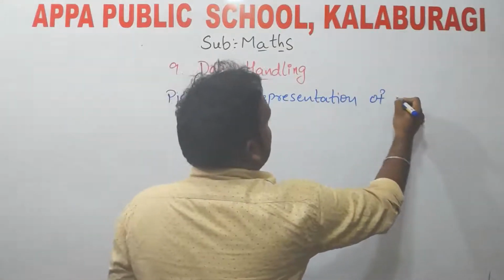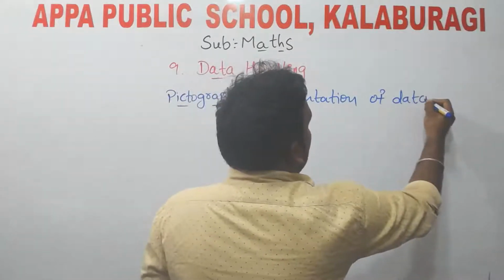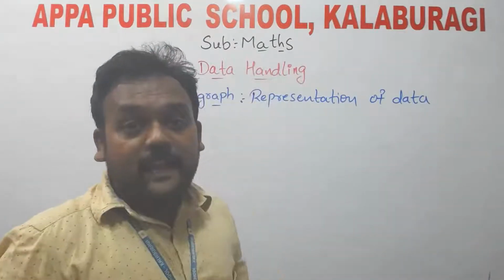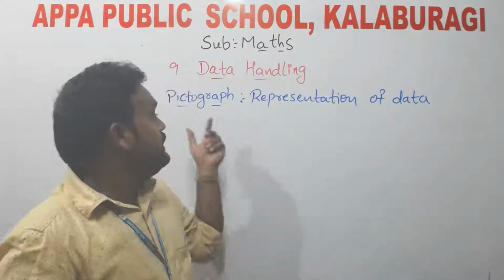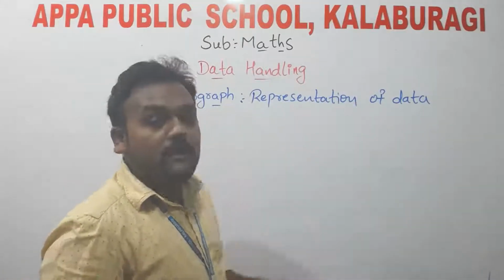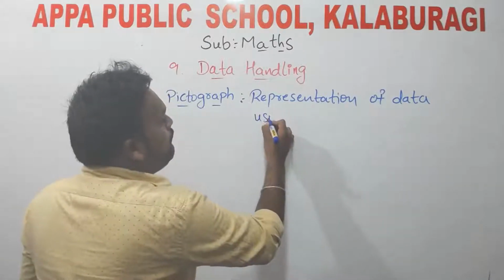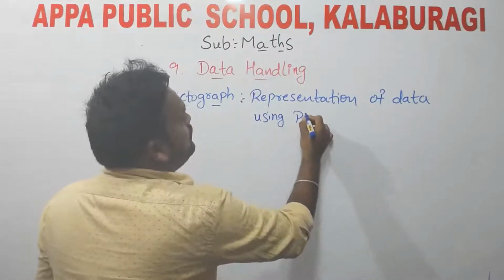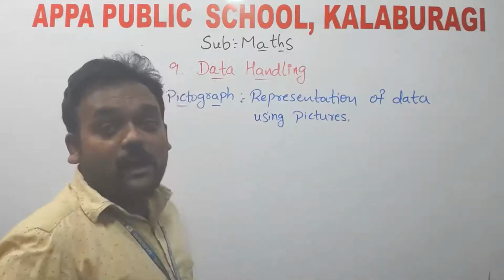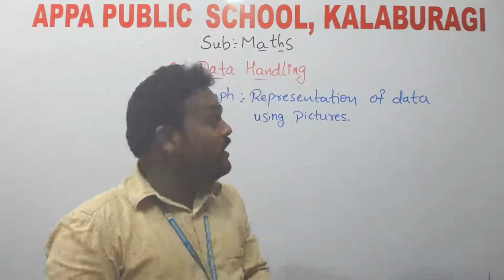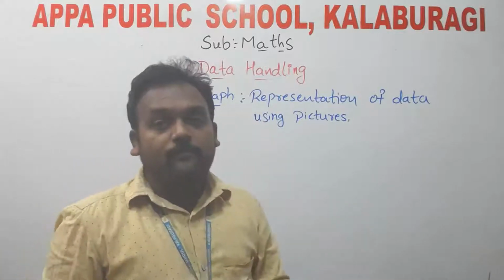So, you know data means? Yes, information. It is a collection of numbers gathered to give some information. It is called data. See, pictograph is also a representation of data using pictures. Using pictures or symbols or images we call it pictograph.